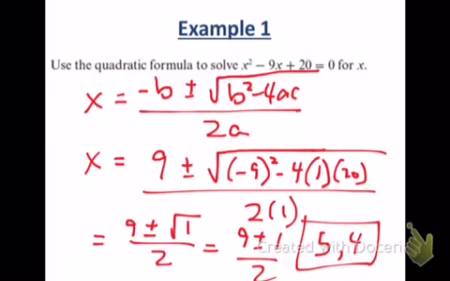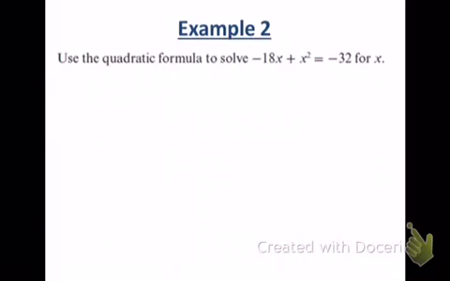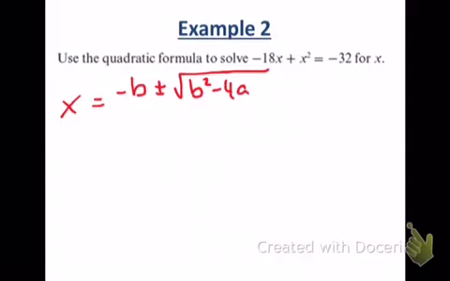All right, there's just 4 examples today. We're going to get 2 of them. Here's another one. A little bit larger numbers to deal with in this problem. We'll have x equals negative b plus or minus the square root of b squared minus 4ac all over 2a.